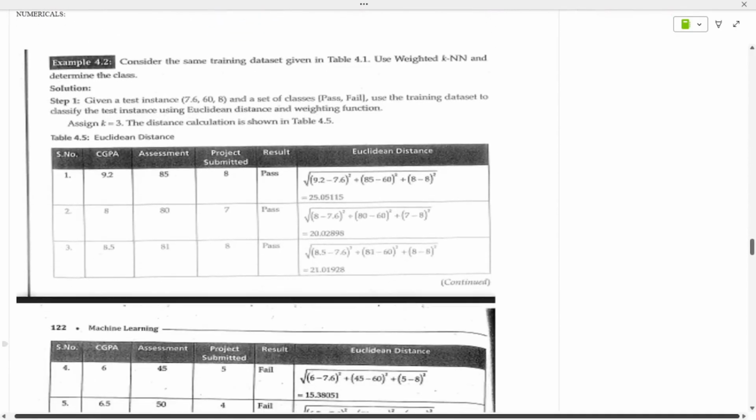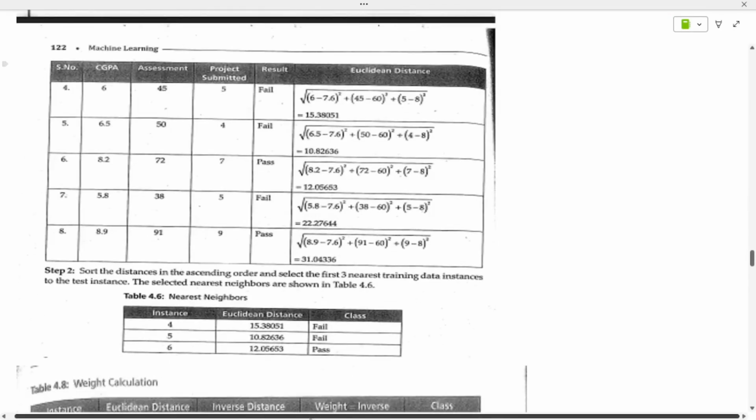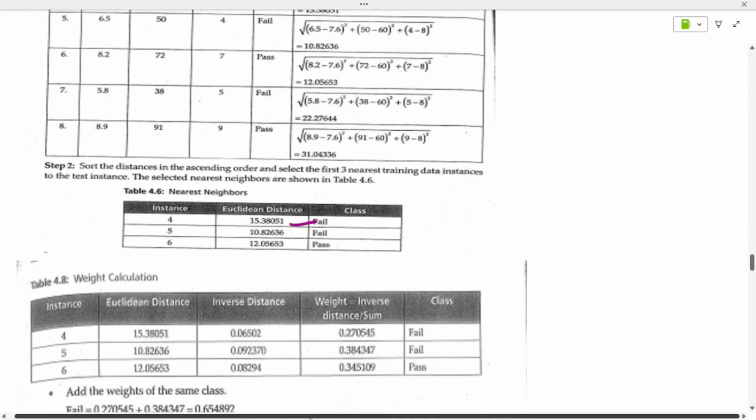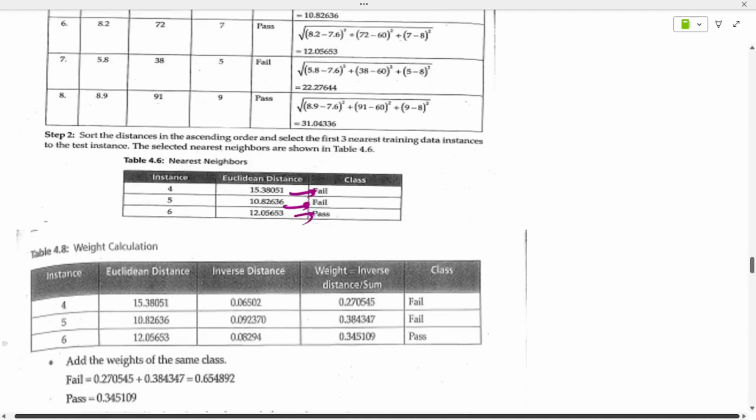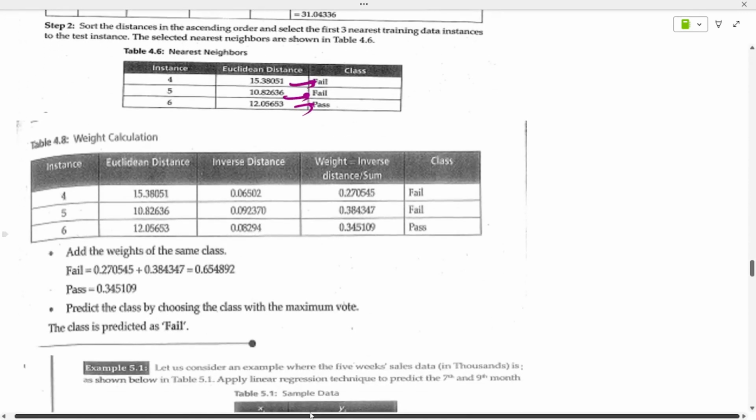Now you will be using weighted KNN. Again you will be finding out the Euclidean distance. Now the test instance will be given as 7.6, 60 and 8. Here it is 2 fail and 1 pass, so you will be applying weighted KNN, because only one class should be predicted. So you will be considering these 3 instances again.